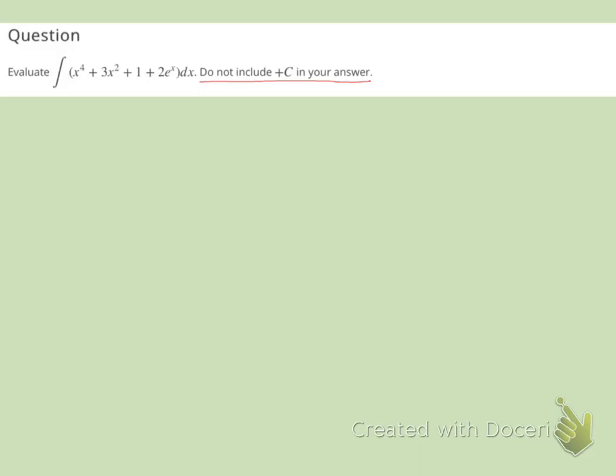So I'm going to start by rewriting this integral, and you don't have to show all these steps, but since this is the first one, I kind of want to show each step. So we can break this up as the integral of x to the fourth dx plus 3 times the integral of x squared dx plus the integral of 1 dx plus 2 times the integral of e to the x dx. So I'm just using all the properties of integration here.